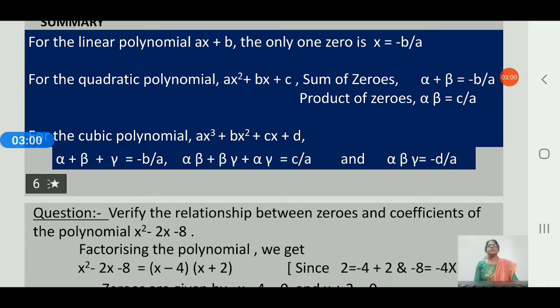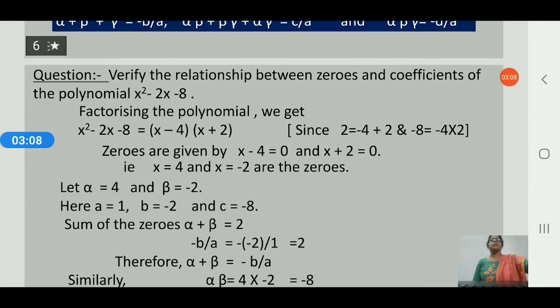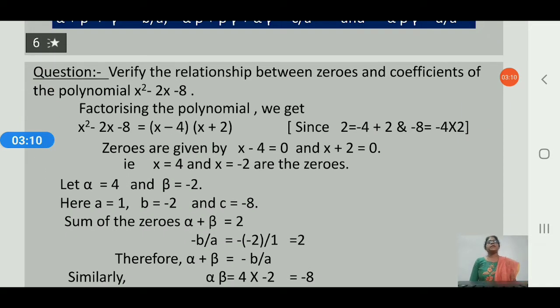Shall we move to some problems? First example: verify the relationship between zeros and coefficients of the polynomial x square minus 2x minus 8. To verify the relationship between zeros and coefficients, first we have to calculate the zeros. We know a quadratic polynomial has 2 zeros. Here the polynomial is x square minus 2x minus 8.